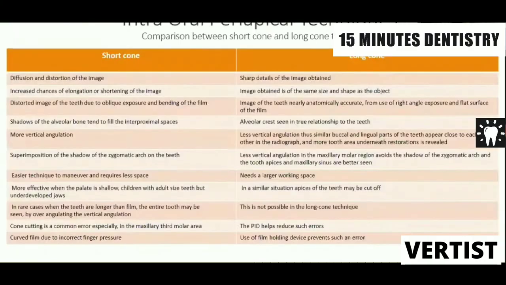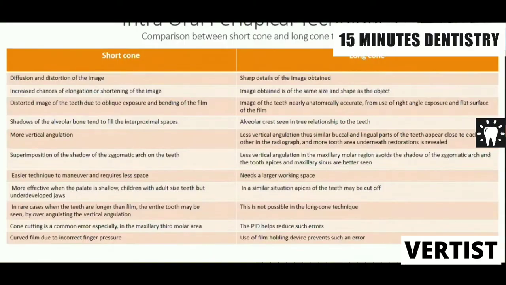So let's compare intraoral periapical techniques, the short cone and the long cone. Short cone, diffusion and distortion of the image occurs. Long cone, you get sharp details. Short cone, increased chances of elongation and shortening. Long cone, the image is obtained in the same size and shape as the object. Short cone, you have a distorted image of teeth due to oblique exposure and bending of film. Long cone, the image of the teeth is nearly anatomically accurate.